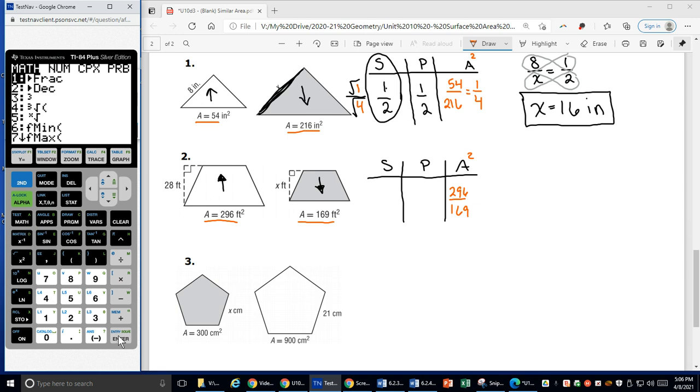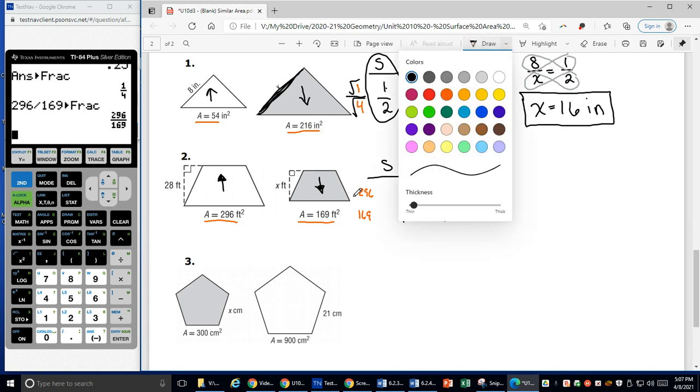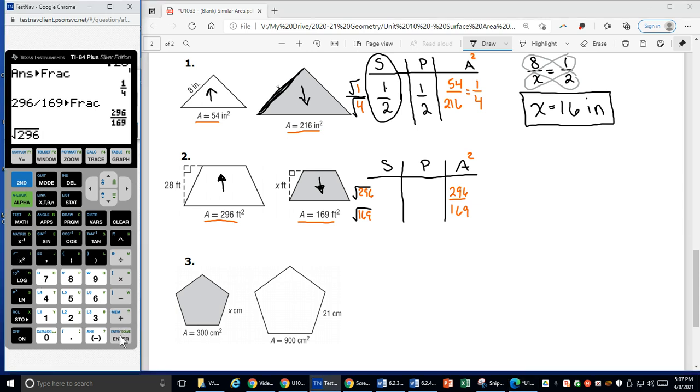Math, enter, enter. It does not reduce, so it is what it is. And then I want to take those numbers and figure out what was my scale factor, or the ratio of the sides, the ratio of the perimeters, or the parts. So 296 and 169, I need to unsquare them, and we unsquare by square rooting. So the square root of 296, that's not a cute number.